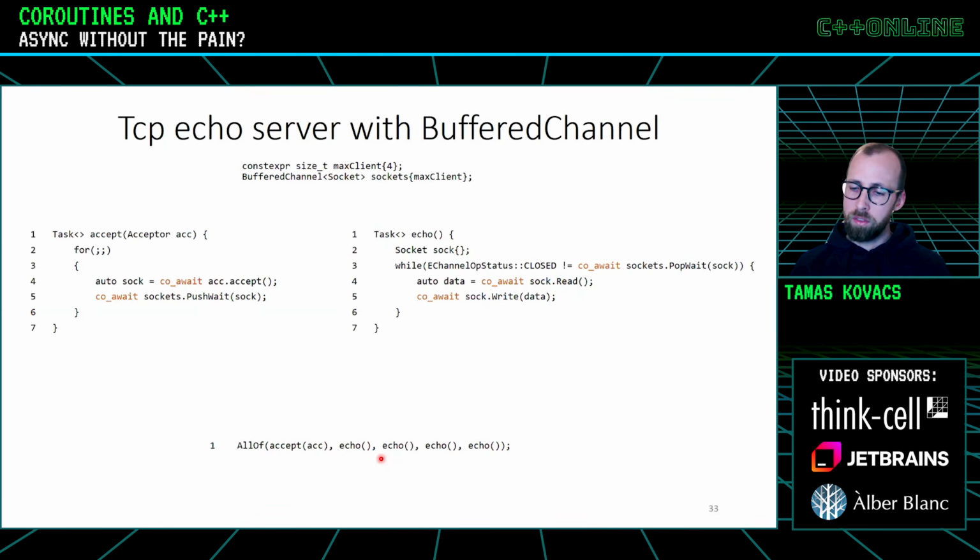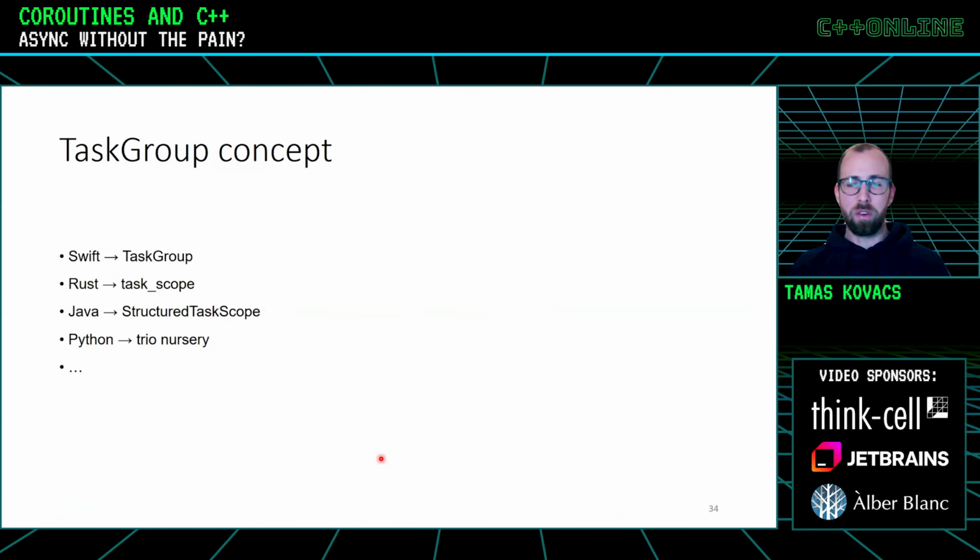But I think we can do better. And now we arrive at our next concept, which is task groups. Task groups are one of the fundamental elements in structured concurrency. They are so special that they always have different names in different languages. Swift calls them task group, Rust task scope, Java structured task scope, Python Trio nursery, and so on, always different names.